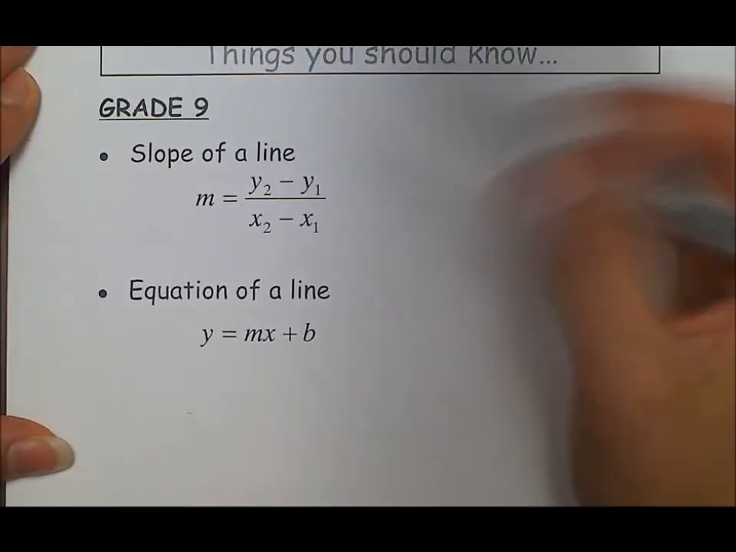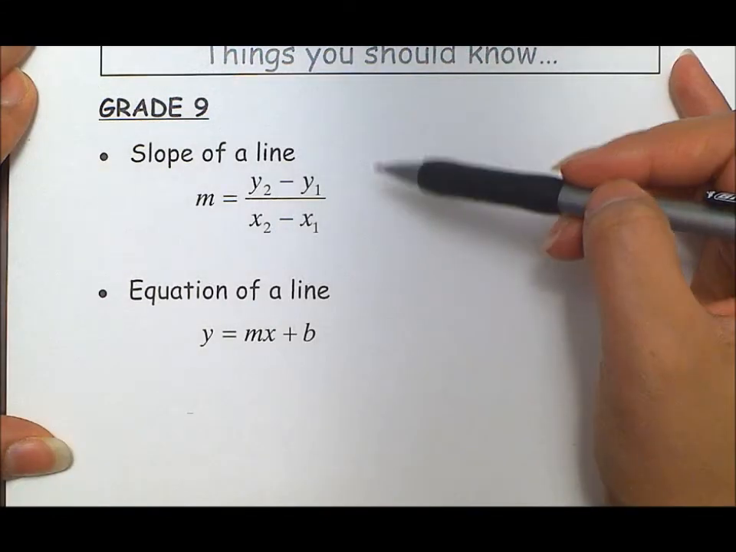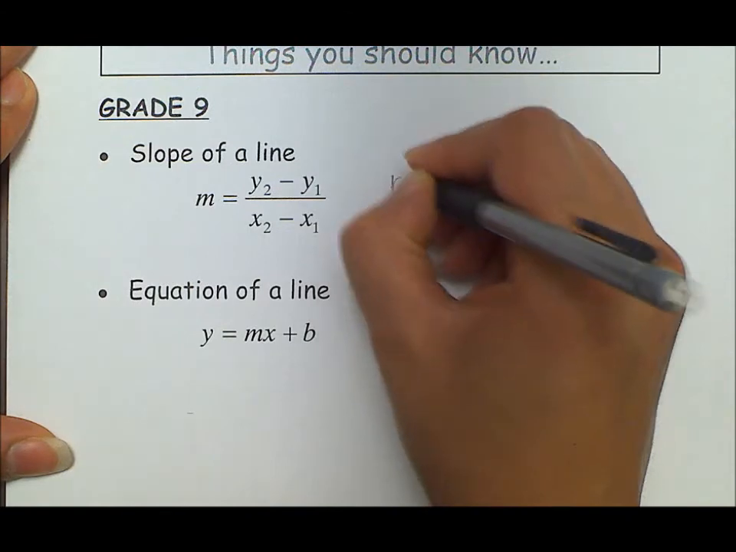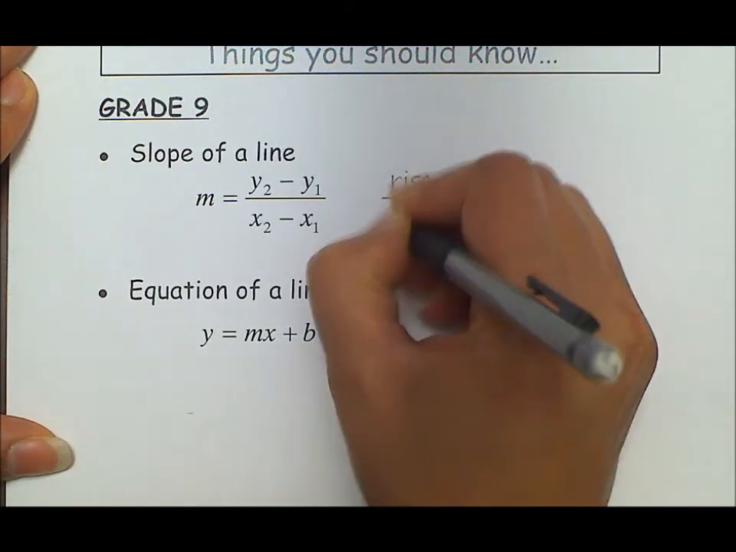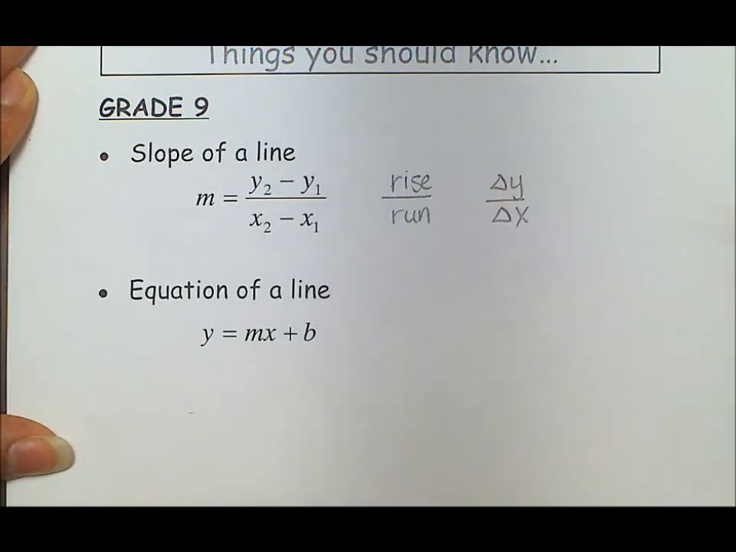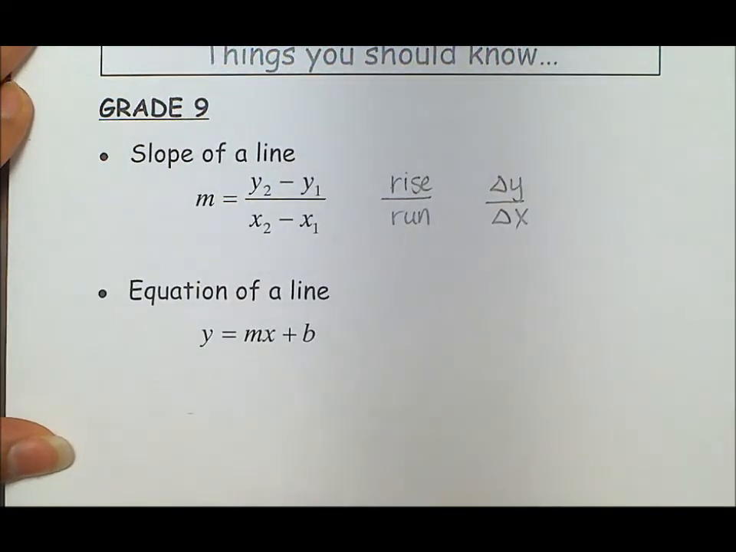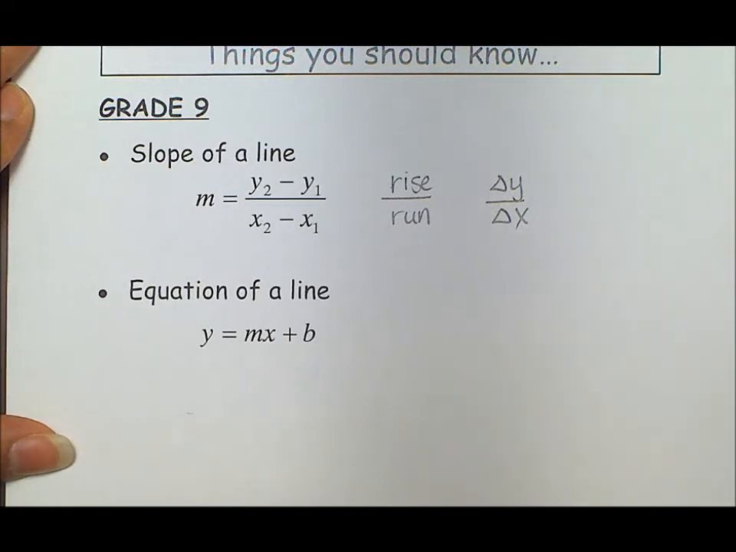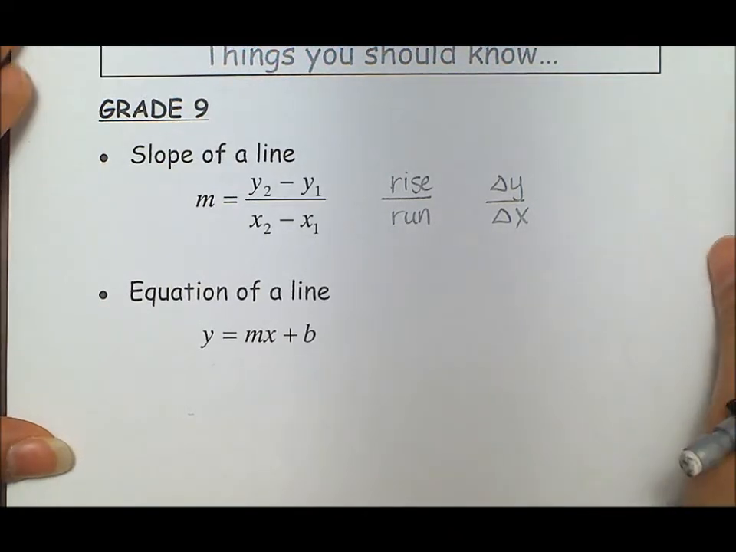First of all, you should know the formula for the slope of a line: y2 minus y1 over x2 minus x1. You also might know the slope as rise over run, or as delta y over delta x. Any one of these three equations works for the slope of a line. The equation of a line is also important. Typically in slope-intercept form, it's written as y equals mx plus b.